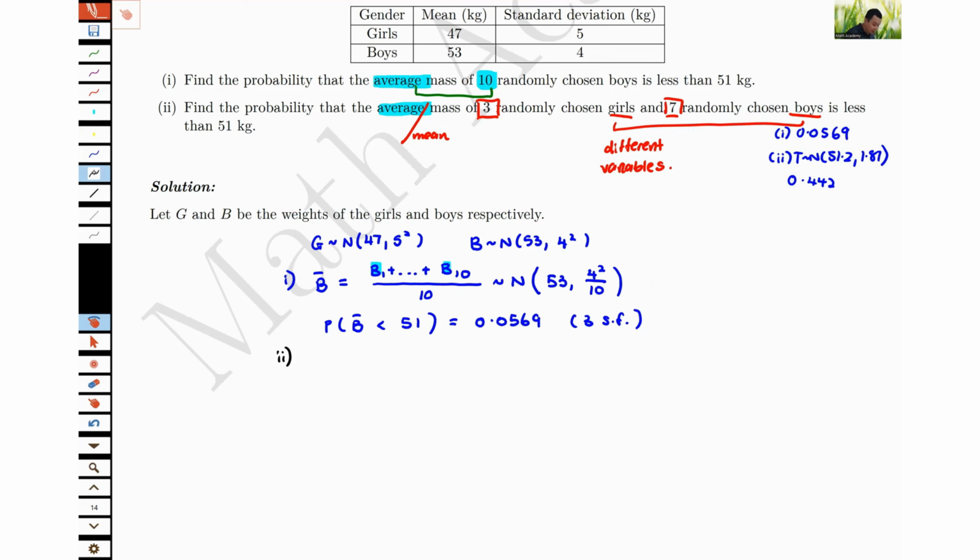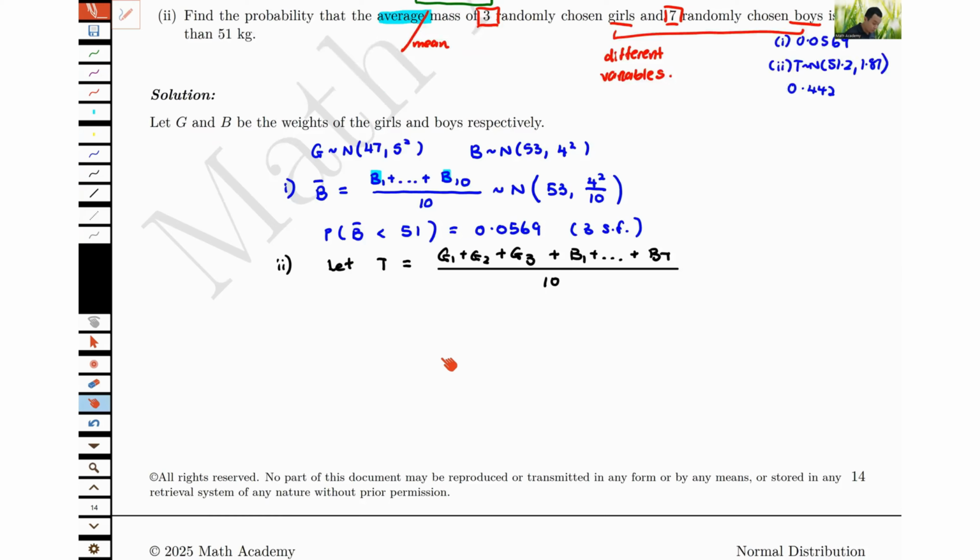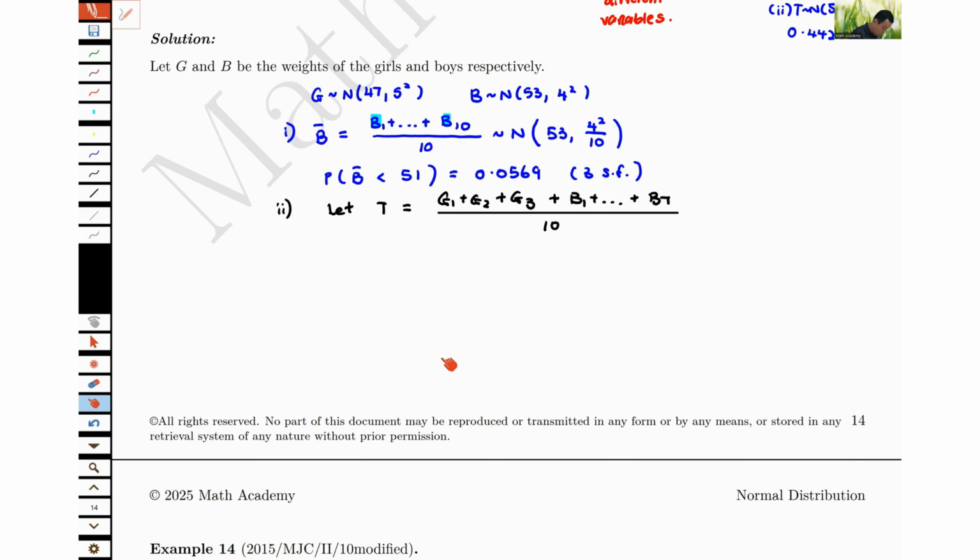Okay, so we should define something else. I can say, can we let T be? Let's write down what average they are looking for. You want G1 to G3, 3 girls. And I want 7 boys. So we go for B1 to B7 for your 7 boys. Total 10 objects. So you divide by 10 throughout. You want to get the new expectation and variance.